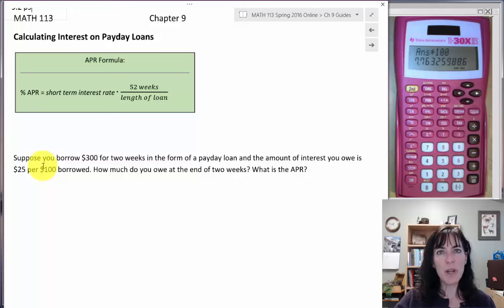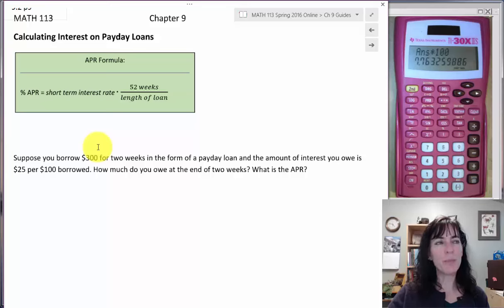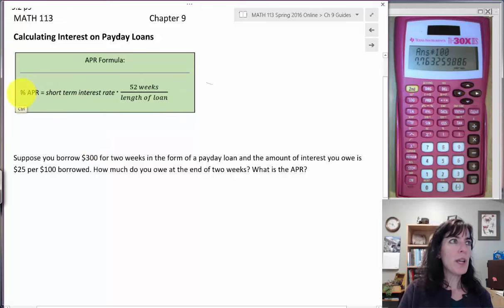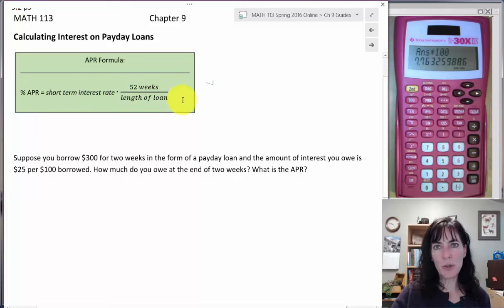There are other ways to get money, like if you go to a regular bank, you might be able to get a signature loan, which is going to be about, I don't know, 13 to 15% interest. But let's see what this kind of a loan would be in terms of an APR. Here's the scenario. You can find a percent APR if you know the short-term interest rate, and then you multiply it by 52 weeks times however long you're going to have the loan for.